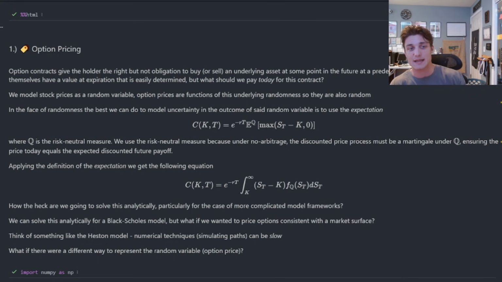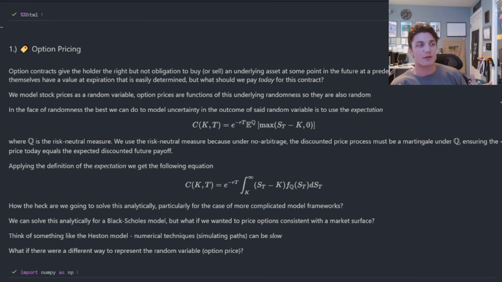We're going to start with this idea of an option contract. Option contracts and pricing are fundamentally what financial engineering is all about. We're trying to figure out how much we should pay for this thing today. And we don't know. It's random. So we have to assume a whole bunch of things and create a model.